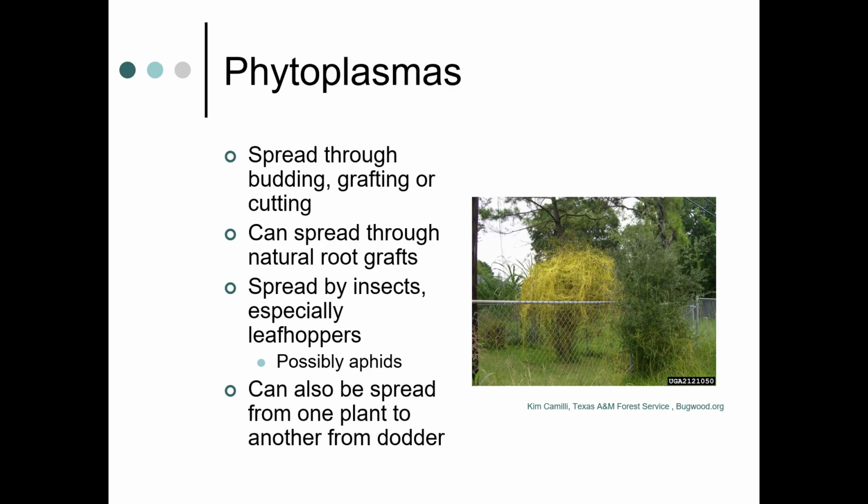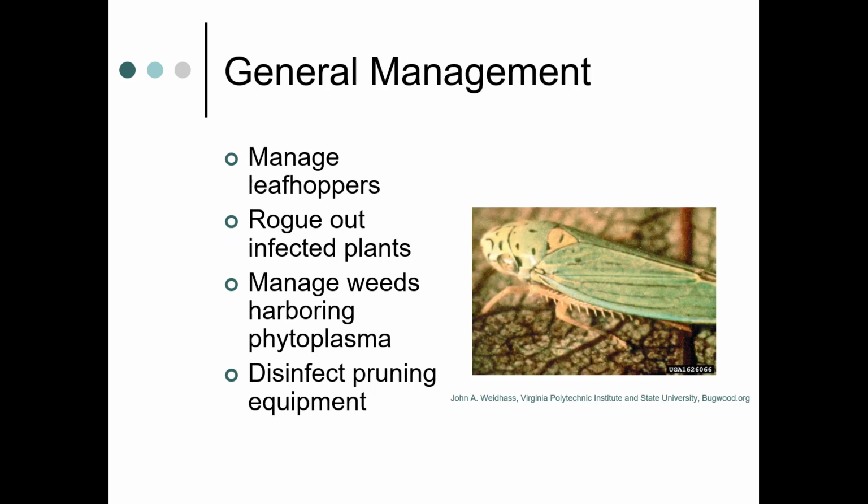Phytoplasmas can spread through budding, grafting, or cutting. They can spread through natural root grafts. They can be spread by insects, especially leaf hoppers, and sometimes aphids. They can also spread from one plant to another if it's covered with dodder. So, of course, managing leaf hoppers is really important. Rogue out infested plants, manage weeds harboring phytoplasma, disinfect pruning equipment.